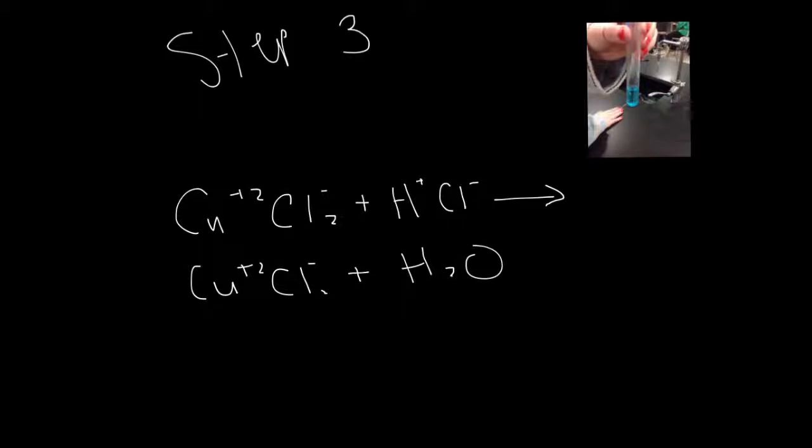We have 1 copper on this side and 1 copper on this side. We have 2 chlorines here, 2 chlorines here, 1 hydrogen here, 2 hydrogens. We need to have 2 hydrogens, and we have 2 chlorines, and that's balanced. The chemical change that we saw was a change in the color. Once again, it became a light blue tealish color.